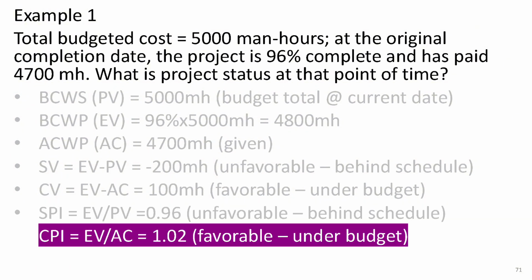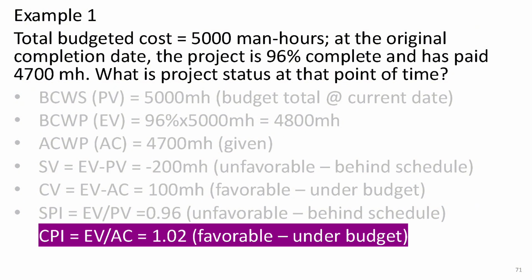Finally, the Cost Performance Index, CPI, shows how efficiently we're using our budget. We calculate this by dividing earned value, EV, by actual cost, AC. In this case, 4,800 man-hours, EV, divided by 4,700 man-hours, AC, gives us 1.02. Since the CPI is greater than 1, this is favorable, meaning we're getting more value for less money.